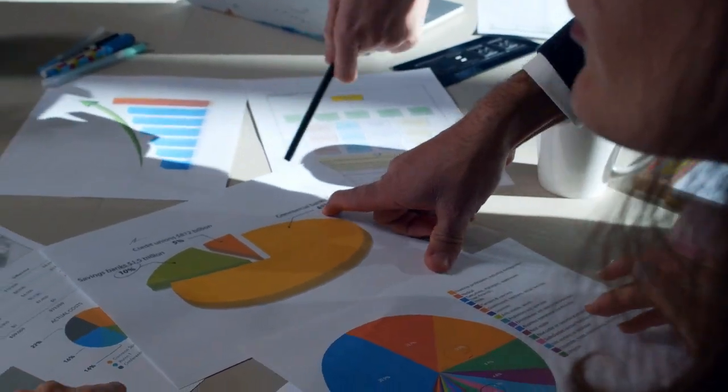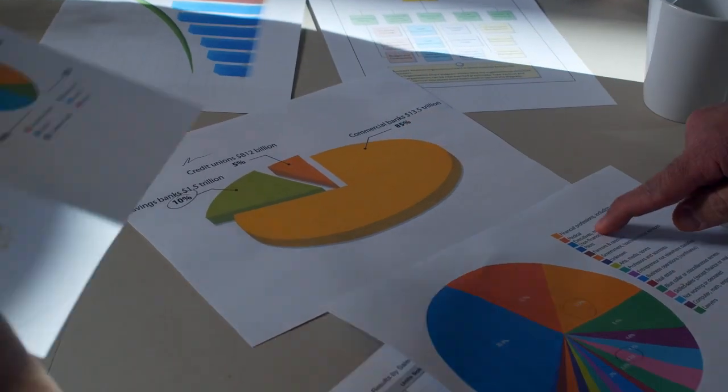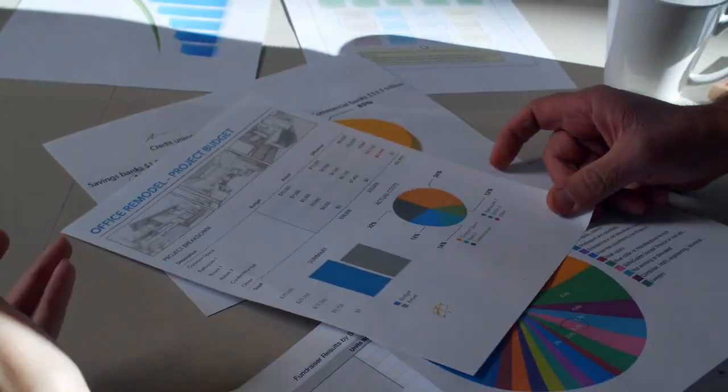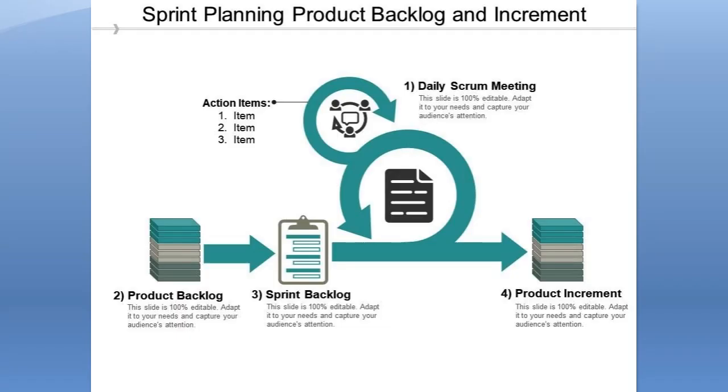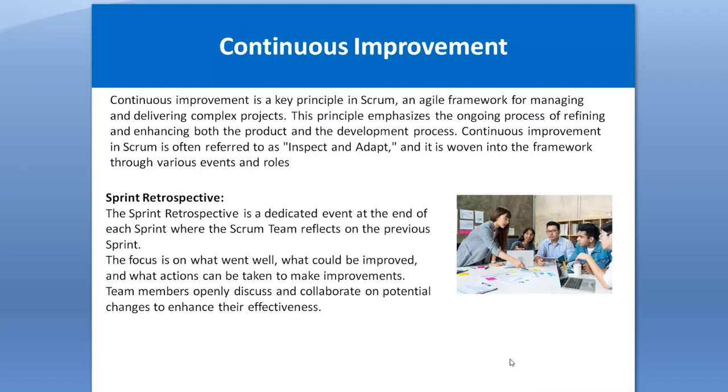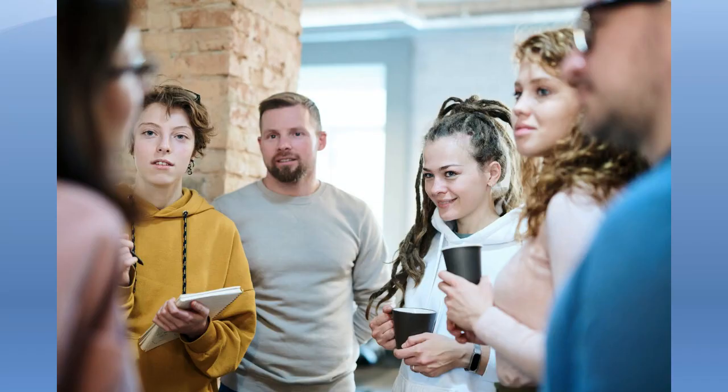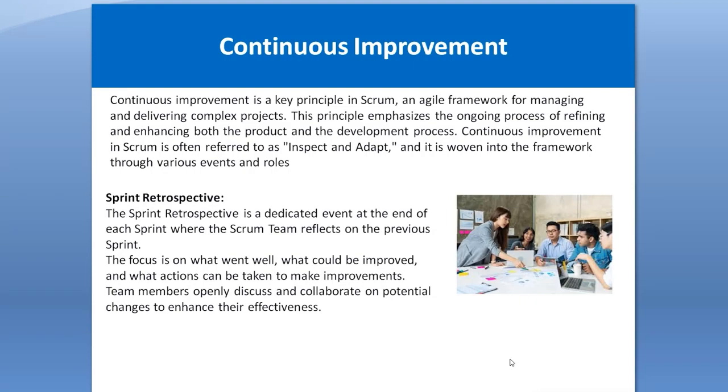Scrum is an agile framework based on an incremental and iterative approach in which we deliver the work to the customer in different sprints, and with the feedback from the customer we improve things. The principle emphasizes the ongoing process of refining and enhancing both the product and the development process. Basically, the main concept in continuous improvement is that we inspect and adapt. That means we inspect how things are going, and whatever changes are required in the process or in the product as well, we adapt in the Scrum framework.